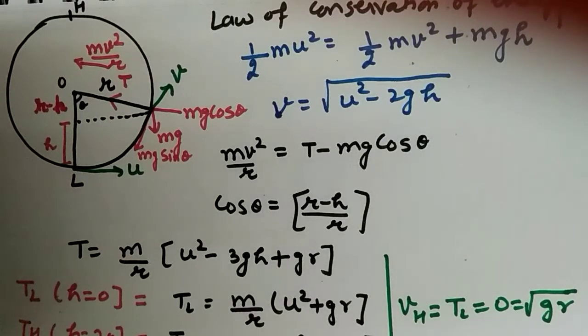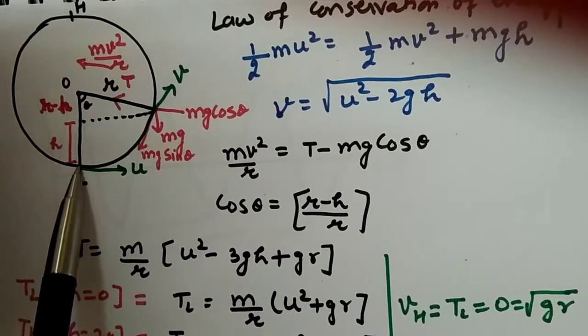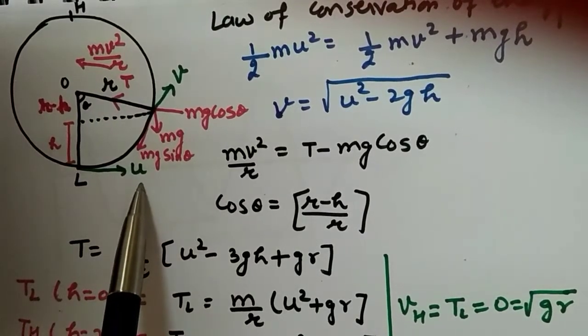Now in this also, what we need to know is what are the components. So let us say one person started at a lowest point L, with the initial velocity u.